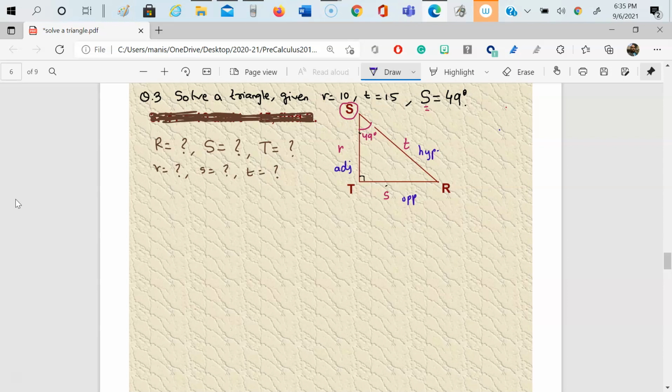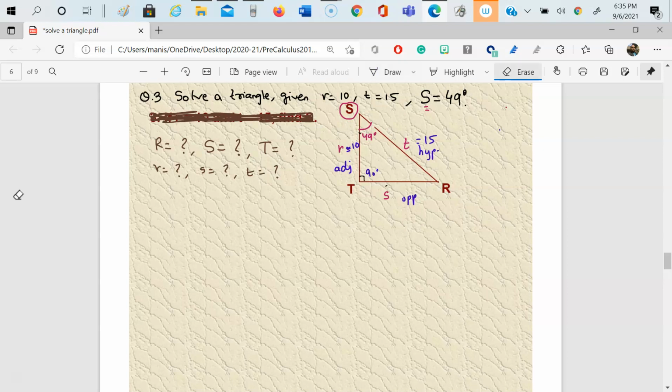Alright, and along with this, they have given me what? Lowercase r is 10. I just entered all the values, whatever has been given to me. 15, here you go, nothing is left. This is my 90 degree. You all know angle T is 90 degree. Okay, so now come back to this question.